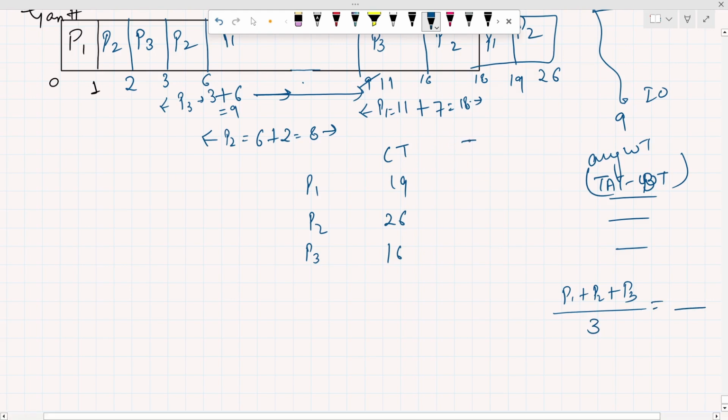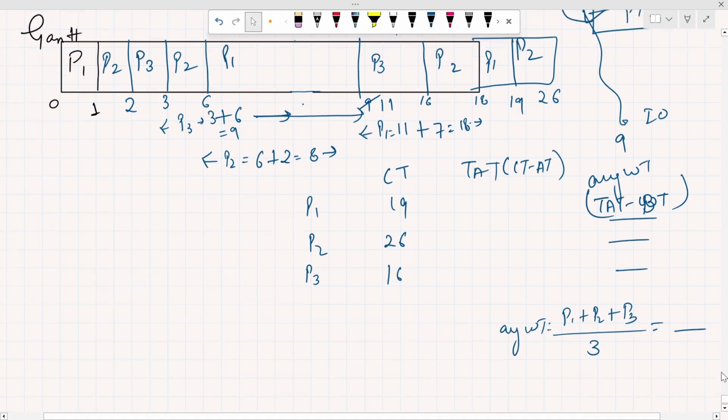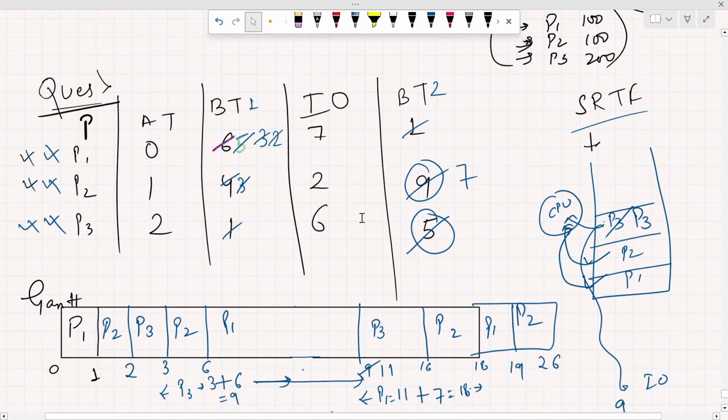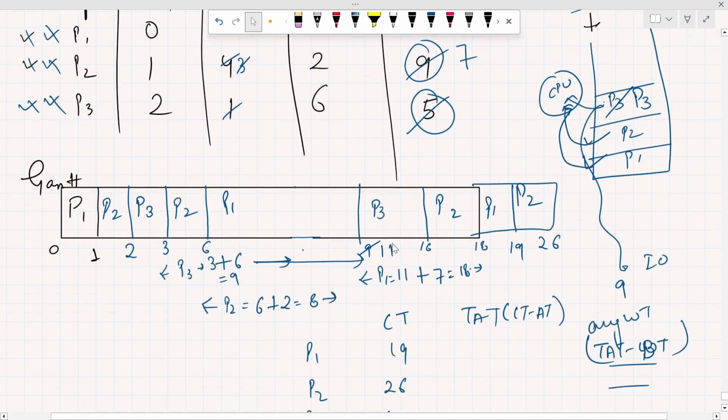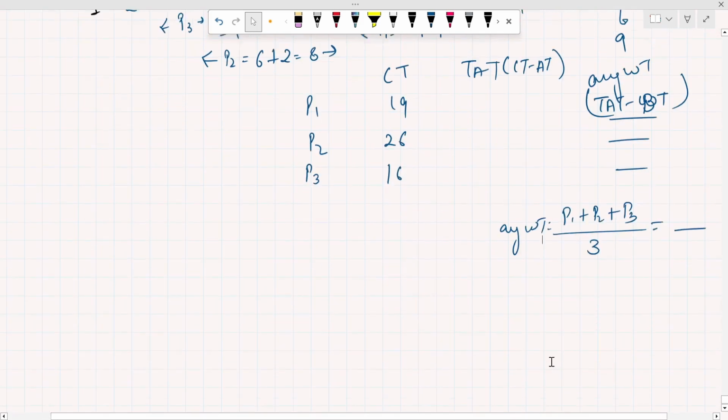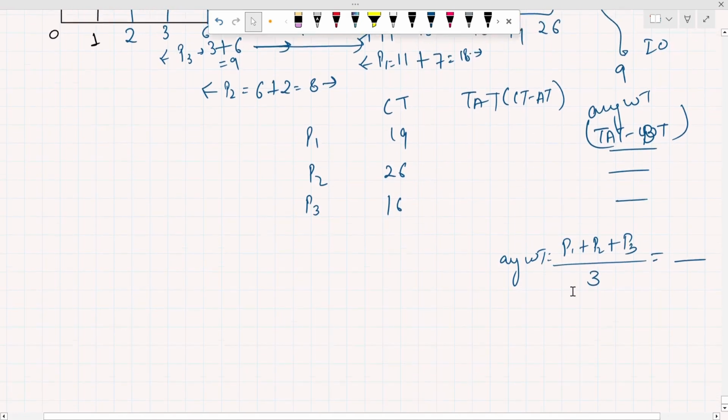First of all, you have to find the TAT, completion time minus arrival time, and then the waiting time, and then the average waiting time. You can do these things by yourself. The main motive of solving this type of question is how the Gantt chart is made. Comment down your answer, what your answer is.